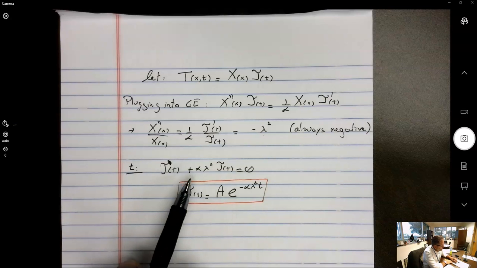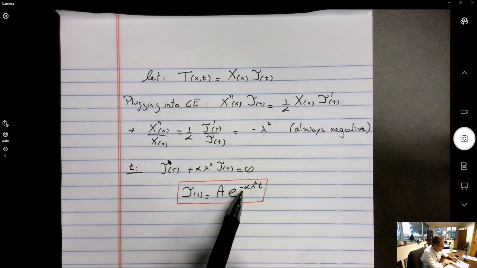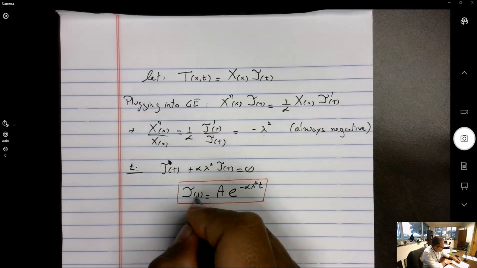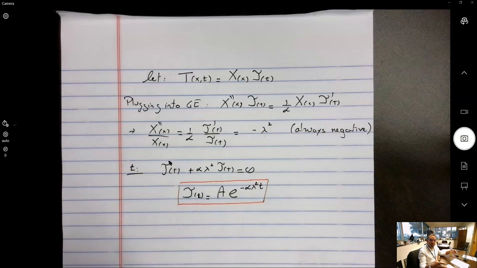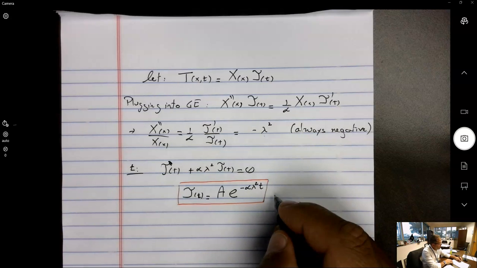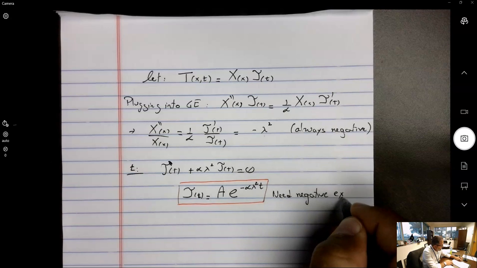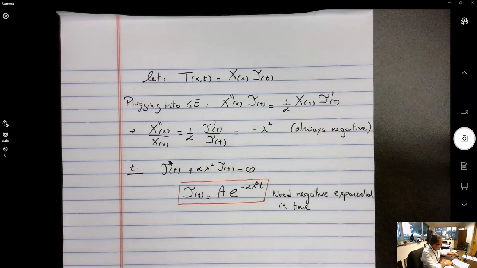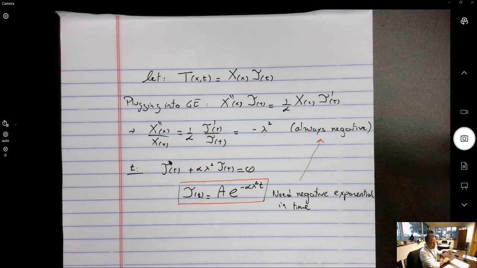Now, that is a solution to that problem. Had we picked a positive constant of separation, this would have been negative, and therefore this would have been positive here, meaning that the solution in time actually extends to infinity. If you have a positive exponential, the solution will never reach an asymptotic solution, will never settle down. You need a negative exponential for the solution to settle down. So we need a negative exponential in time. Otherwise, the solution never settles down. So that's the reason why we always pick a negative constant.